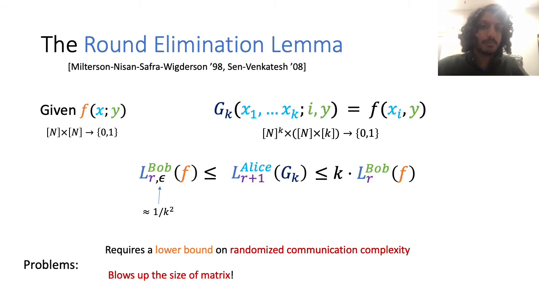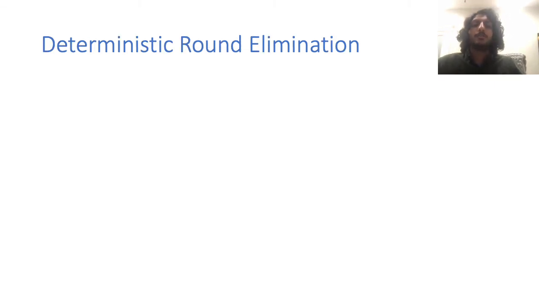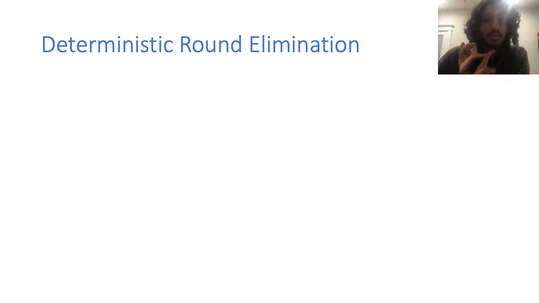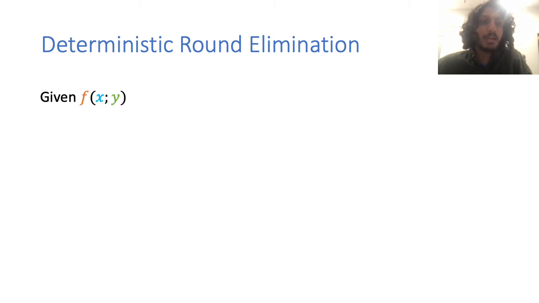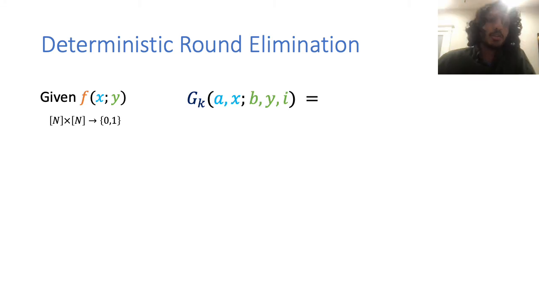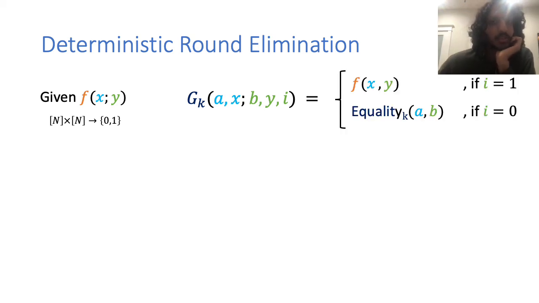So that's not great. What would be great is if you can come up with some round elimination lemma that, one, works purely with deterministic communication complexity, and two, doesn't blow up the size of the matrix. And in fact, that's what we're going to do. We'll come up with a deterministic version of the round elimination lemma. And it works as follows. Given some function f, our new function g is going to be a mix between the original function f and equality. And so how it'll work is as follows. There'll be this bit i that Bob will get.